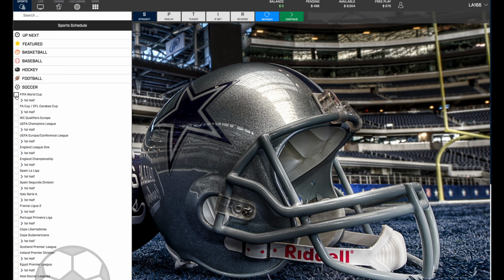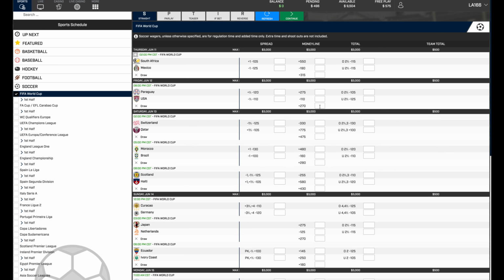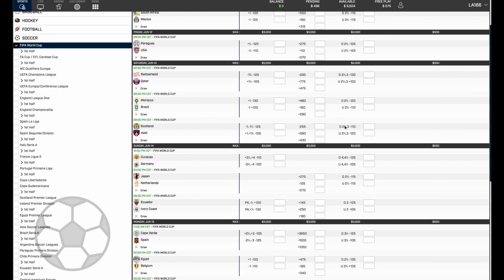But let's look here. This is what I want to show you. When you see two numbers listed here, right? 2.5 and 3 under. That's kind of confusing, and that's what I wanted to explain today.